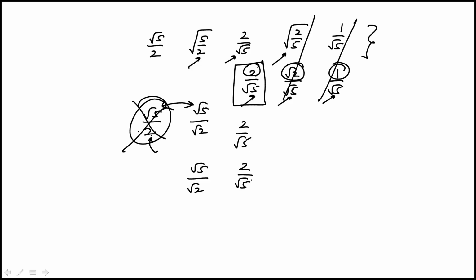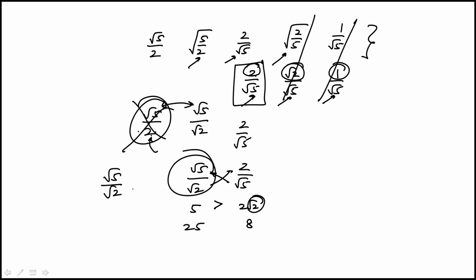And to compare fractions, one way you can do is you can multiply them like this. So that becomes 5, and that becomes 2 root 2. Root 2, you can either square them again, and this would be 8, and this is 25, so that is greater. So this is one method you can use.